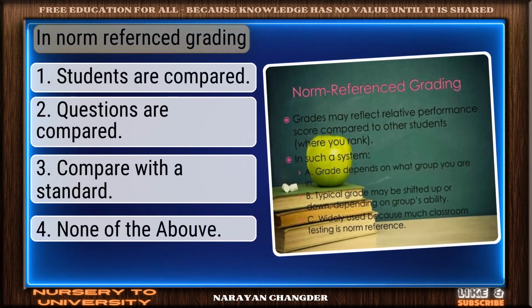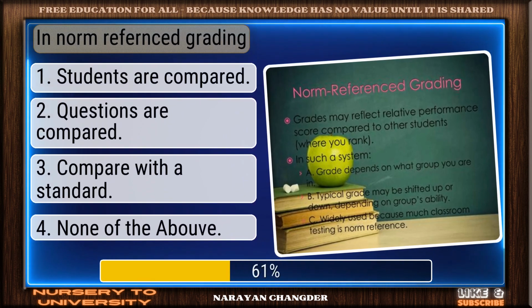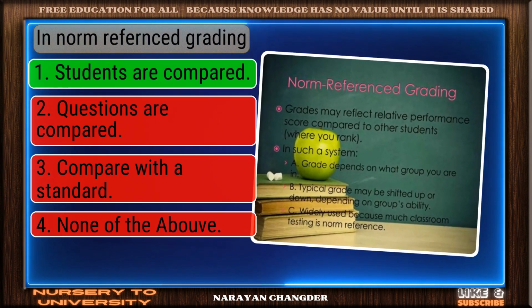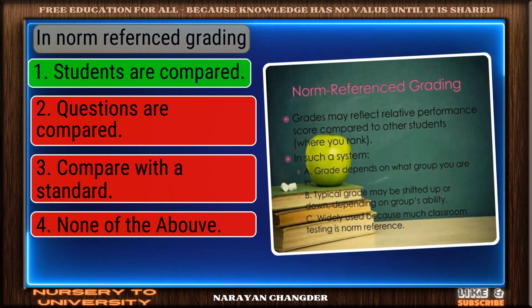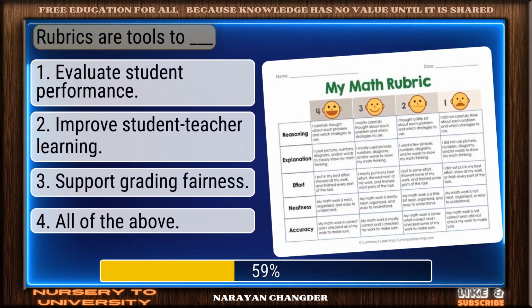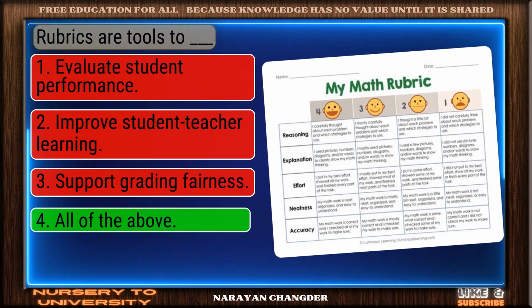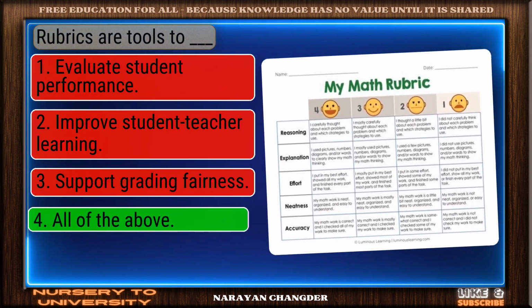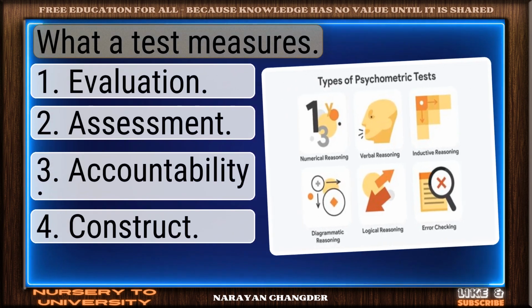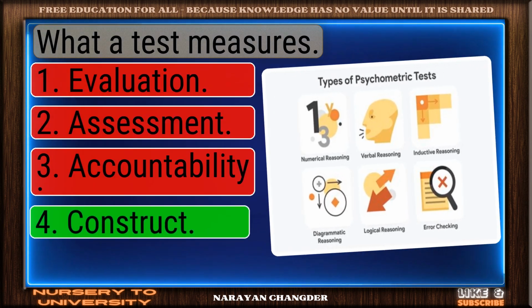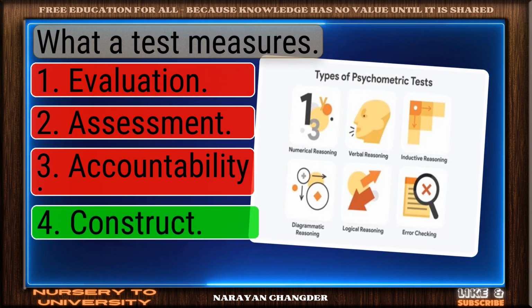In norm referenced grading. Clear logic. Your choice, students are compared, is sound and 100% true. Rubrics are tools to dash. Smart pick. All of the above is the correct choice. What a test measures. Great job. Construct is the accurate answer.